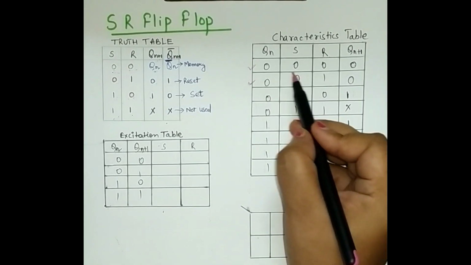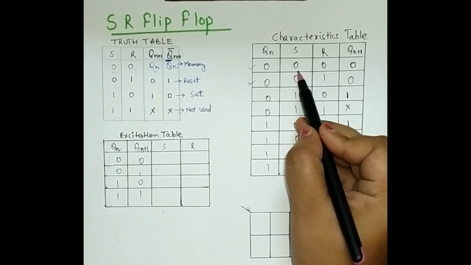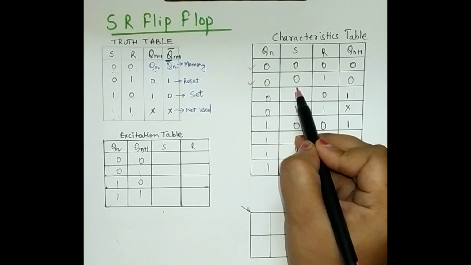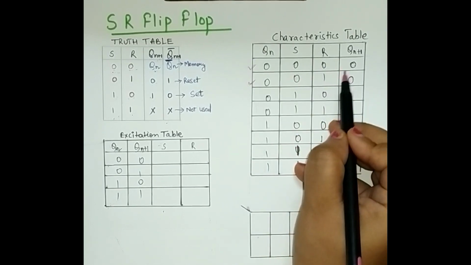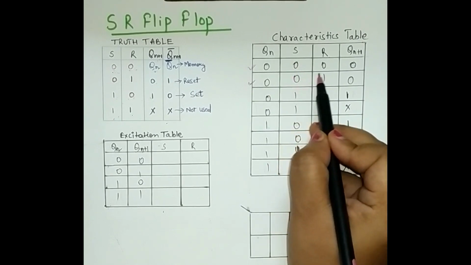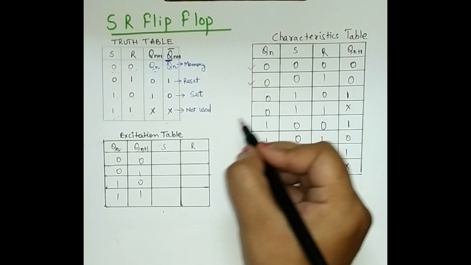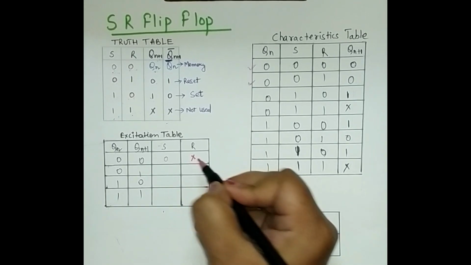Okay, so when the value of Qn is 0 and Qn plus 1 is 0, then what was the value of S? It was 0 and the value of R was 0. Again in the second case, it was 0 and it was 1. It means in both the cases the value of S is 0, but the value of R is changing. Okay, so we will write here 0 and we will write here don't care condition. Okay, so this cross is denoting the don't care condition.